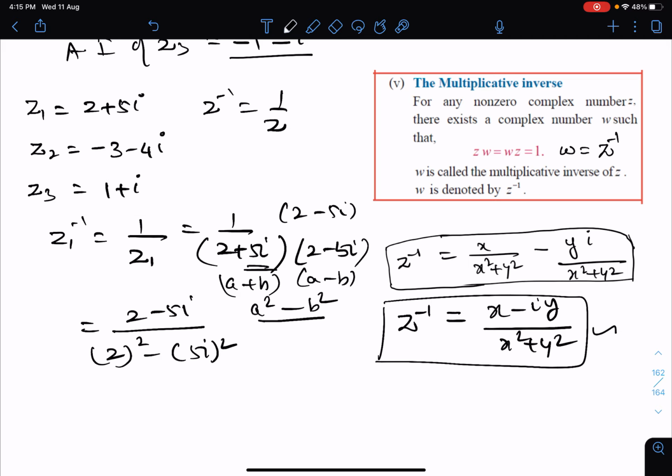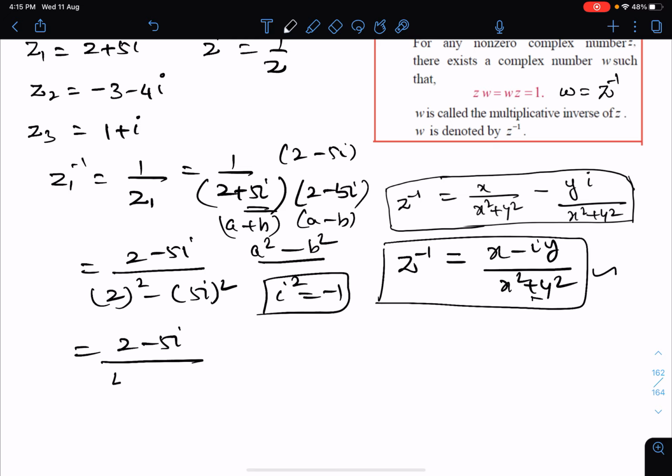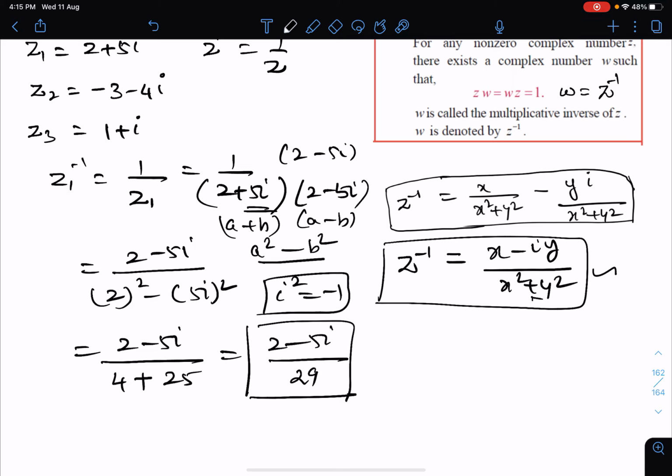So how do you get this plus here? Because this i square equals minus 1, we know the fact. So it is going to be 2 minus 5i by 4 plus 25, because minus into minus becomes plus. So you get it as 2 minus 5i by 25 plus 4, which gives you 29. This is the Z1 inverse.